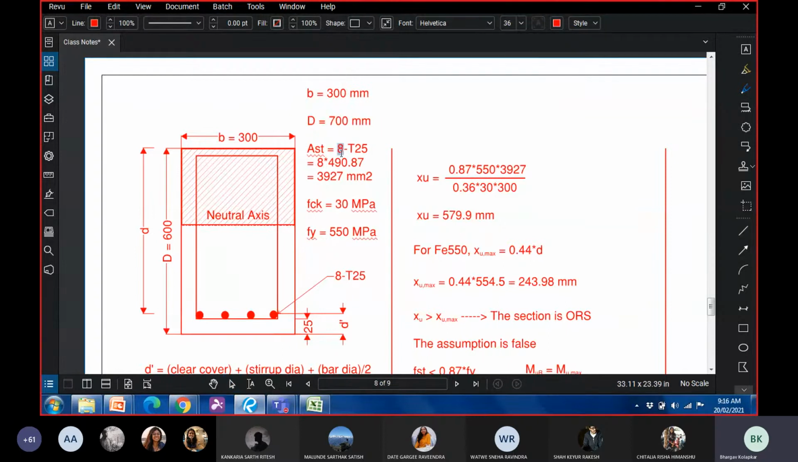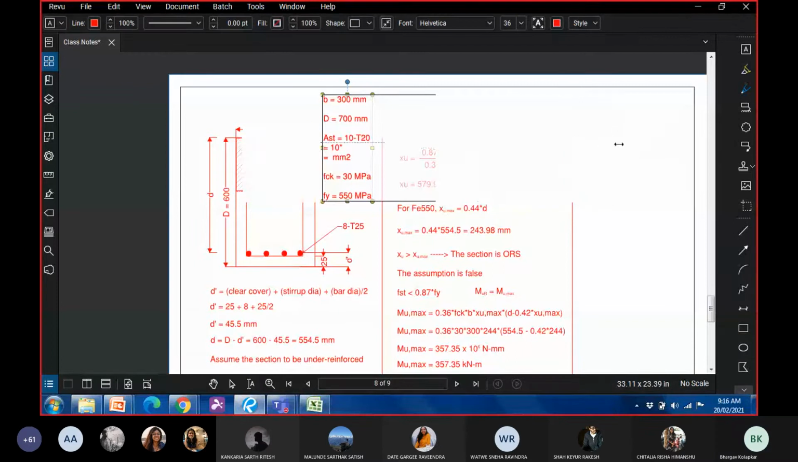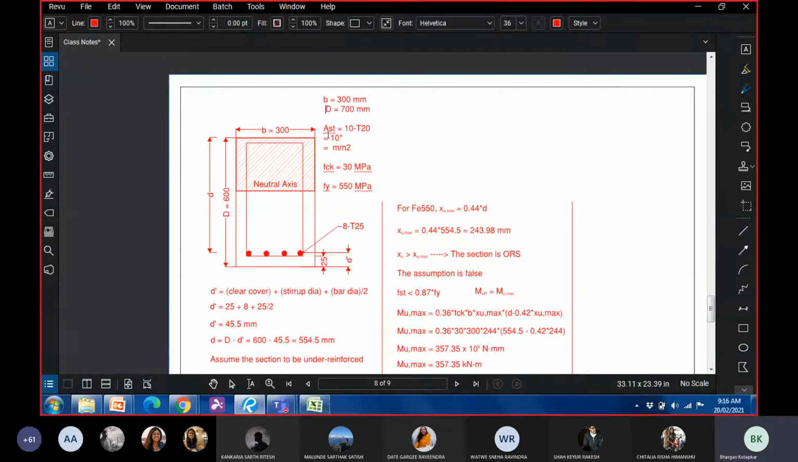Then we have 10 bars of 20 mm diameter. Can someone please tell me the area of a rebar of diameter 20? How much is it? 314. Yes. So it is approximately 314 mm square. So 10 times 314 is 3140 mm square.